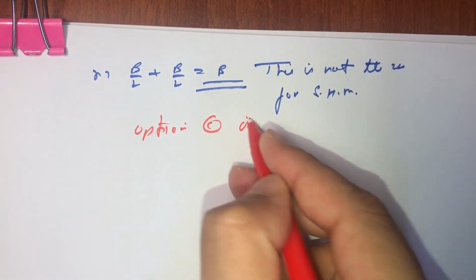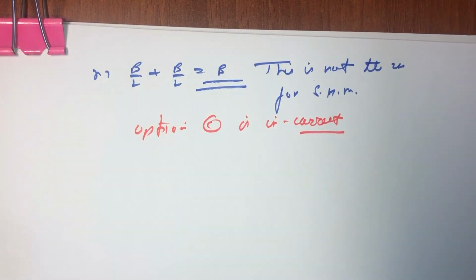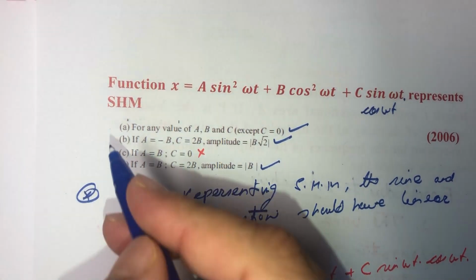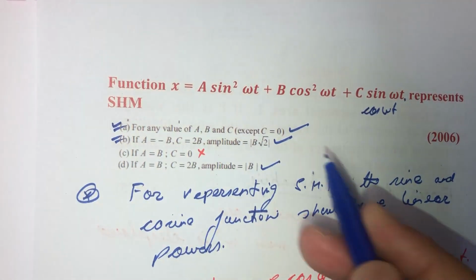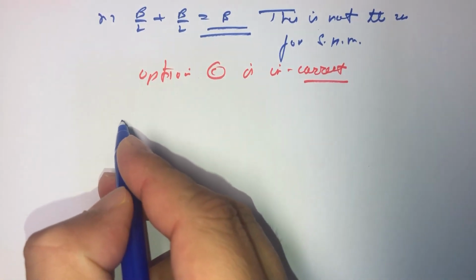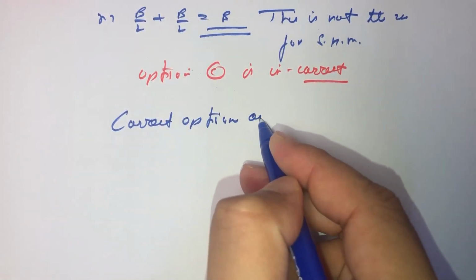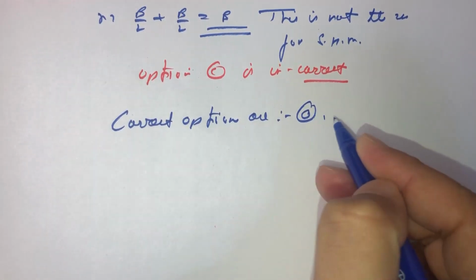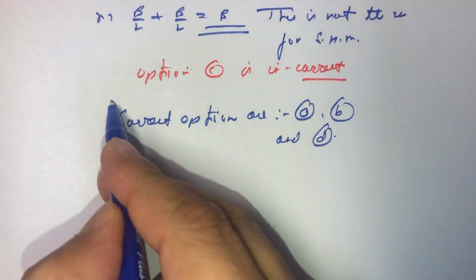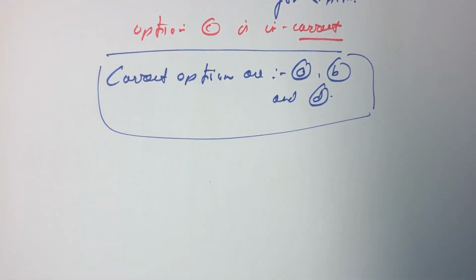That means option C is incorrect. So the correct options are option A, option B, and option D. So we can summarize that the correct options are A, B, and D. So this completes the question. Thank you.